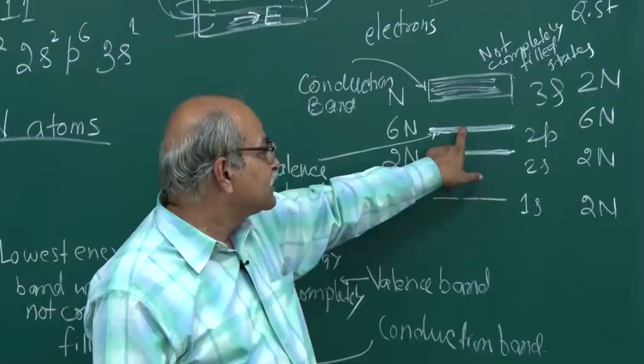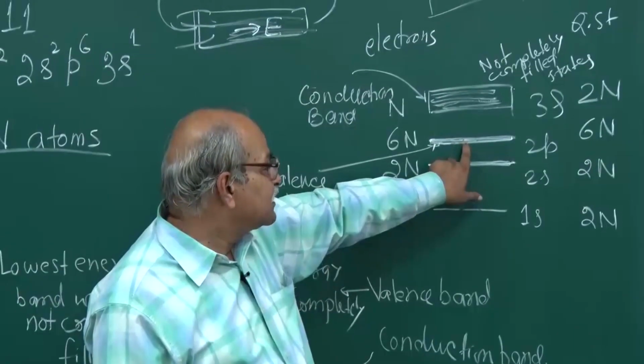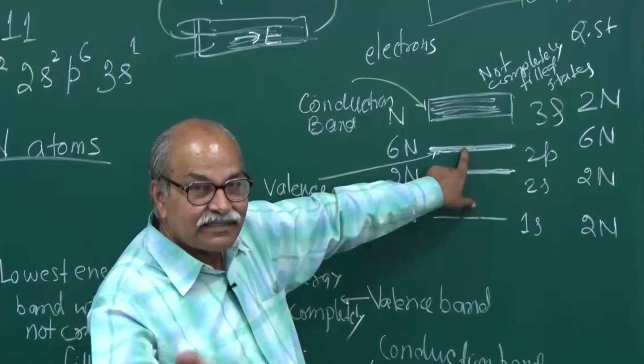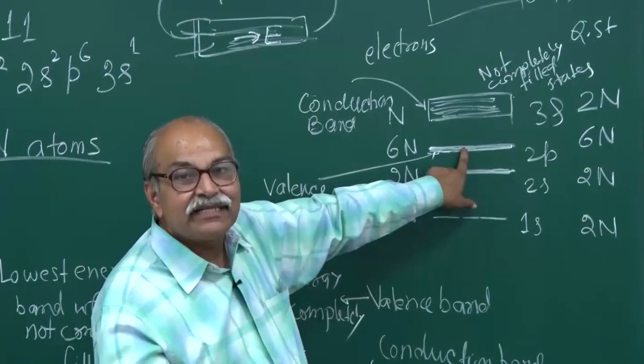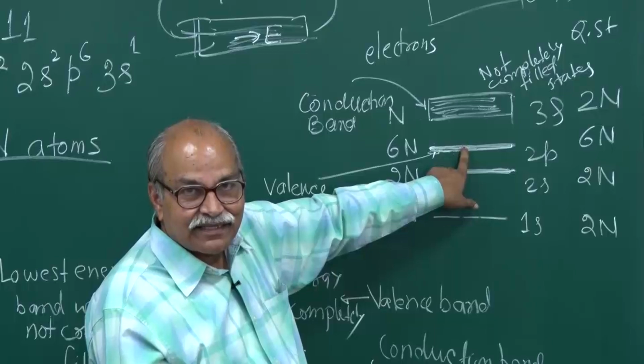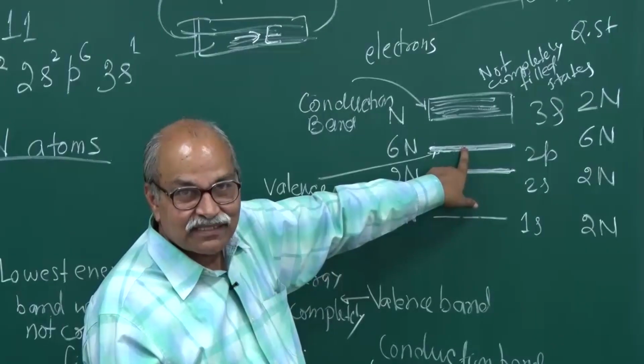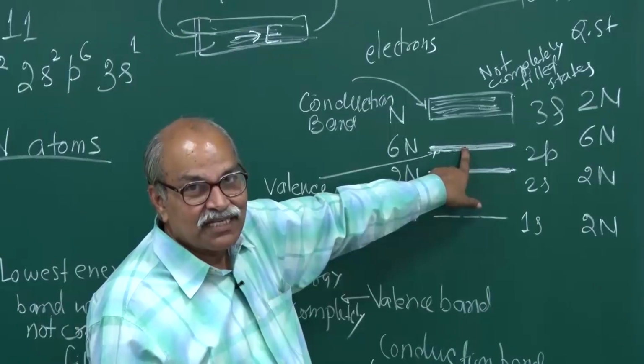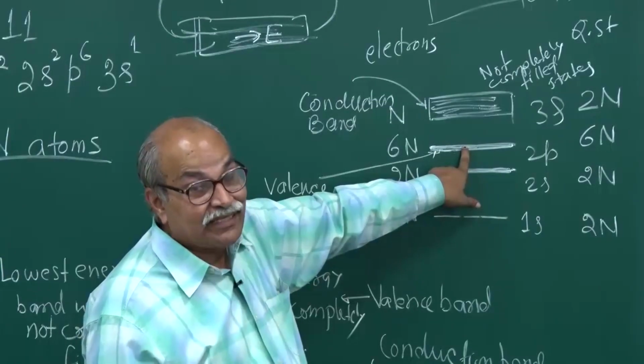Because if it accepts and tries to go to some other higher energy state, there is already an electron in that higher energy state, and the Pauli exclusion principle is there. No quantum state can have more than one electron, and therefore it cannot accommodate that.